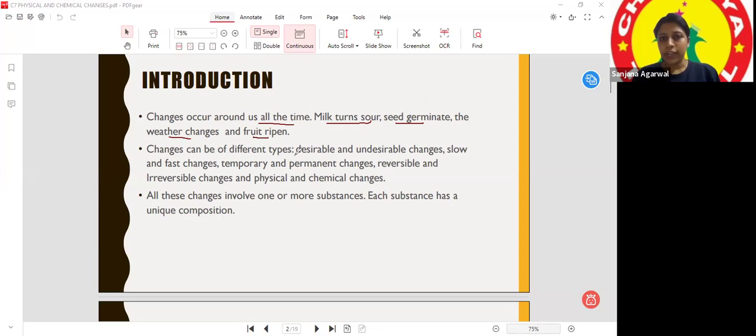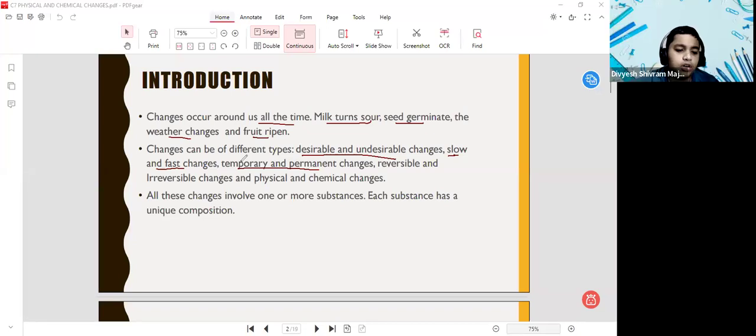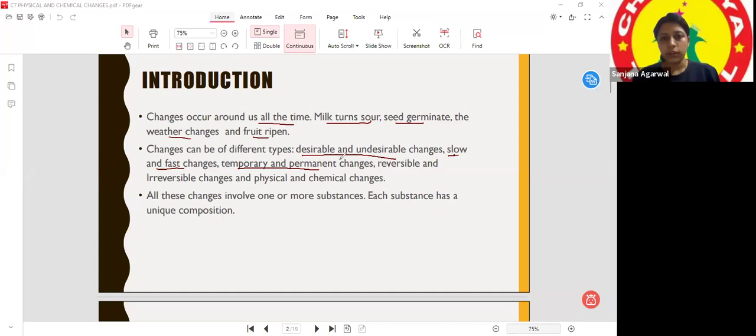Changes can be of different types: desirable, undesirable, slow and fast. Some are temporary, some are permanent, like rotation of earth is permanent. For temporary, state one example. Ma'am, like freezing of water into ice. Good, great. Some are reversible, some are irreversible. Out of those, some are physical and some are chemical.